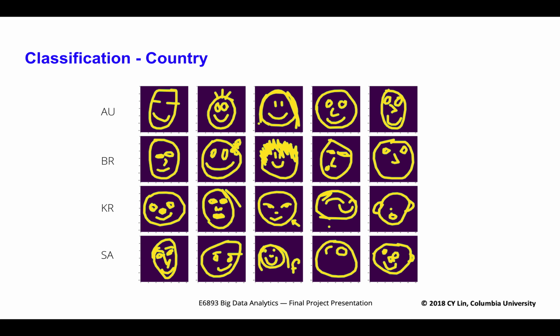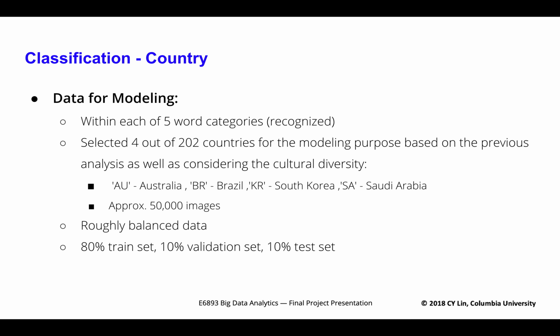Next, we would like to study whether machine can identify country information based on doodlings. Here, we randomly generate 5 face doodlings from 4 countries. From our human side, it is super hard for us to identify the drawer's country. So we want to try if machine learning could identify this information. Within each of the 5 word categories, we choose Australia, Brazil, South Korea, Saudi Arabia as the countries to identify, since the average doodling from these countries shows some difference based on our exploratory data analysis.